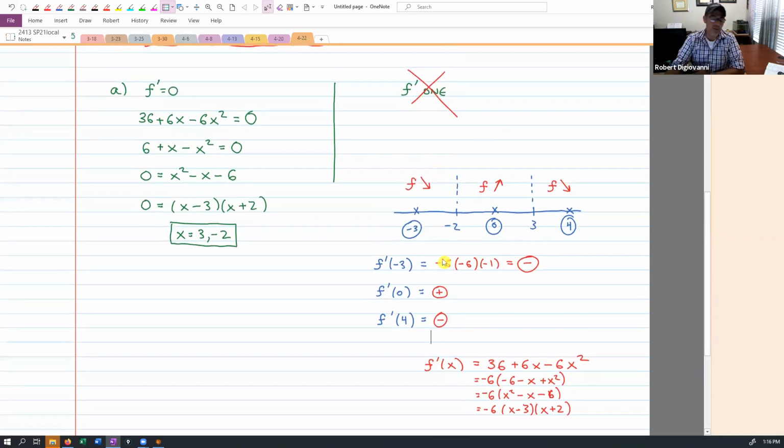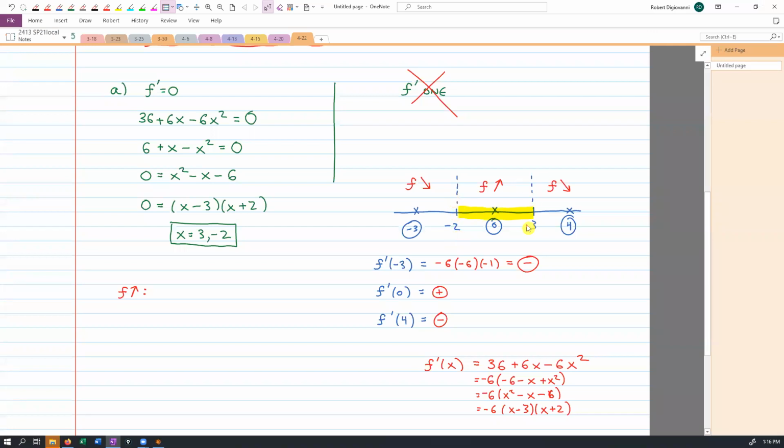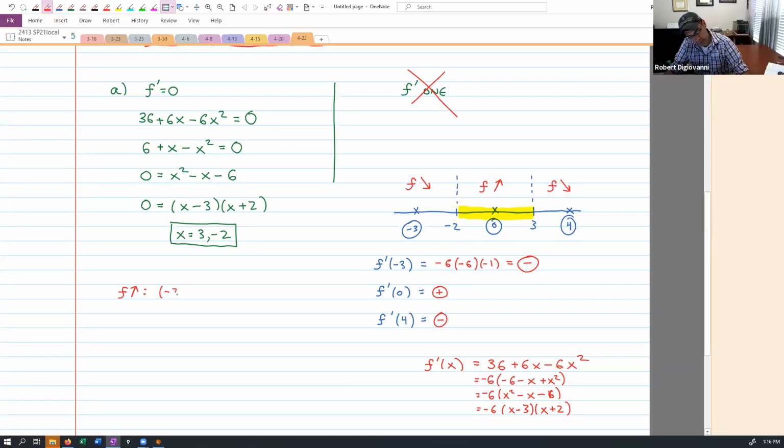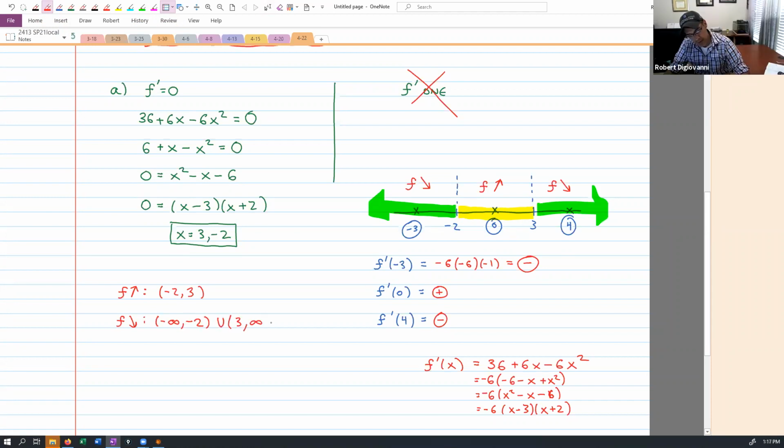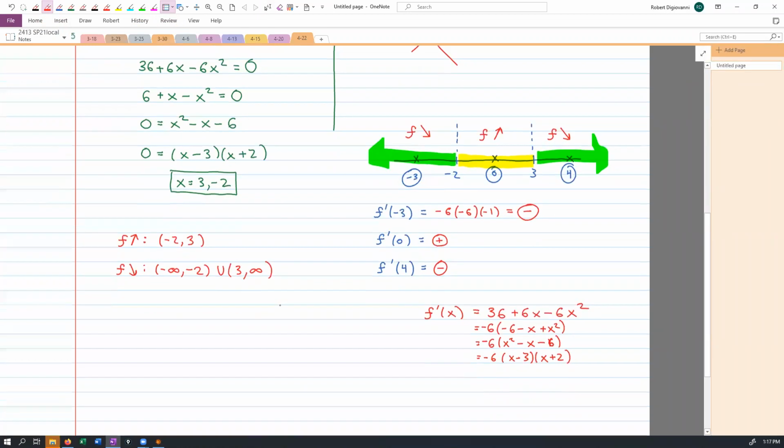All right, so let's answer part A. Where is the function going up? Well, that happens right there on that yellow part, negative 2 to 3. So I'm just going to say on the interval negative 2 to 3. Now it's going down on the green part, here to here, and then here out: negative infinity to negative 2, union 3 to infinity. Everyone understand that? We did this last time.